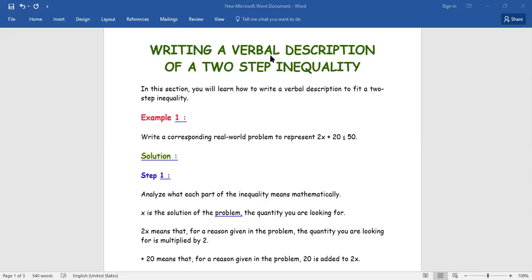Which variable is in this question? In 2x plus 20, where is the variable? The variable is x. Then x is the solution of the problem, the quantity you are looking for. He wrote 2x, what does 2x mean, grade 7?